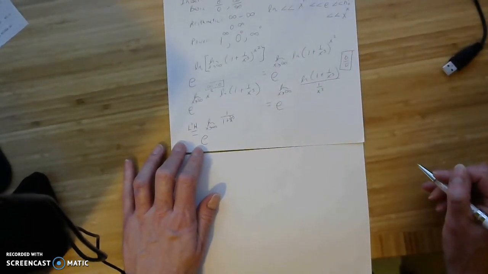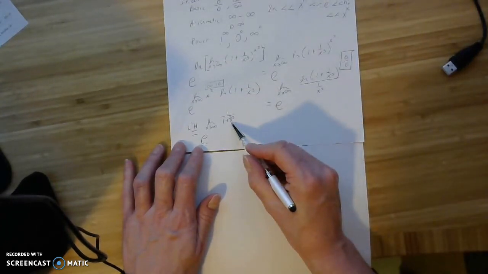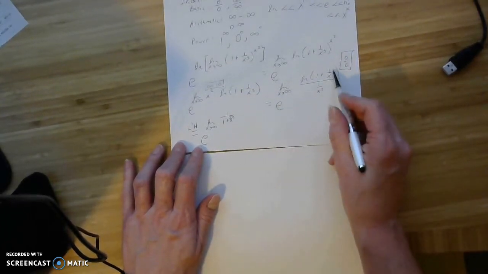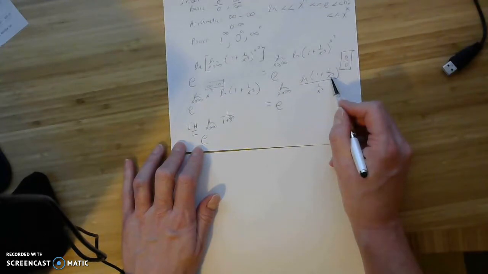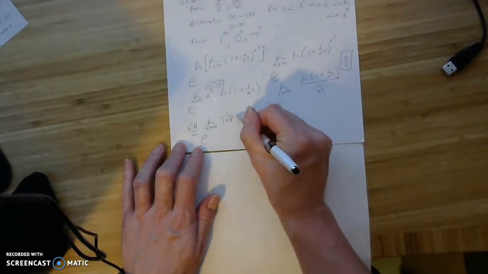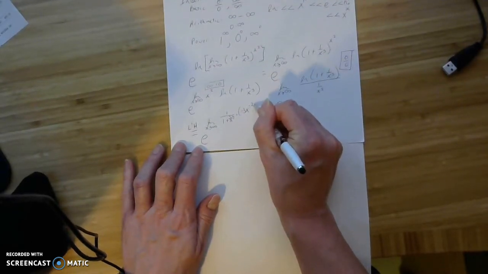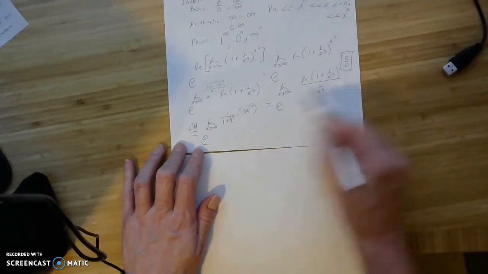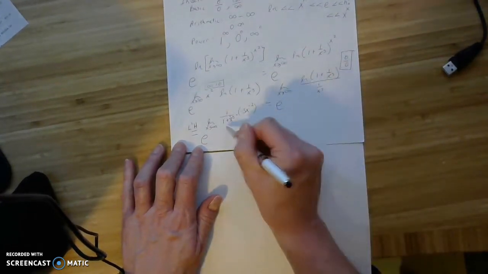Okay, now the next thing we need to do is take the derivative of the inside. Well, the inside is this 1 plus 1 over x cubed. The derivative of 1 is 0. I can write 1 over x cubed as x to the negative 3. And so this becomes times negative 3x to the negative 4. This right here is the derivative of the inside of the natural log function.